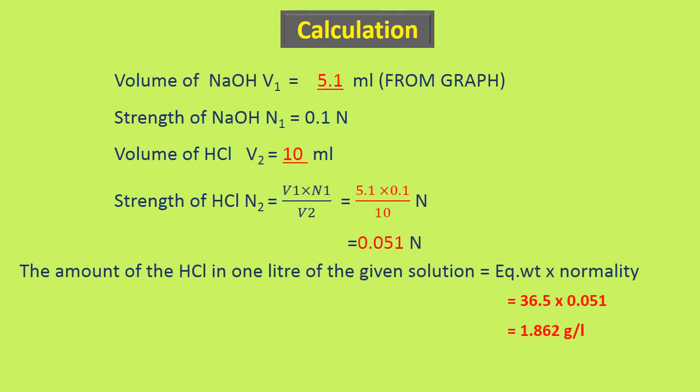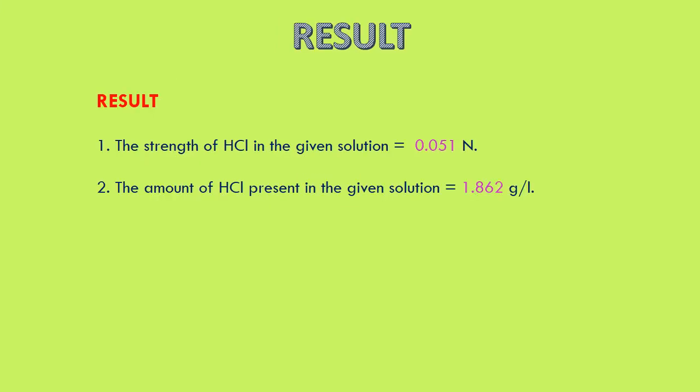So the amount of HCl in 1 liter of the given solution is nothing but equivalent weight into normality, which is 36.5 into 0.051, which amounts to 1.862 gram per liter. Result: the strength of HCl in the given solution is 0.051 normal and the amount of HCl present in the given solution is 1.862 gram per liter. There we end the experiment. Thank you, students.